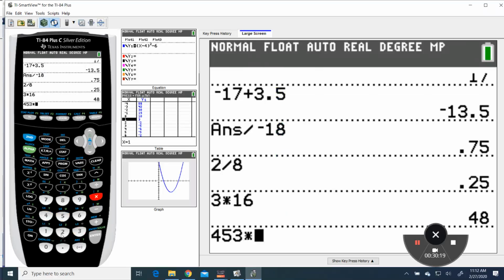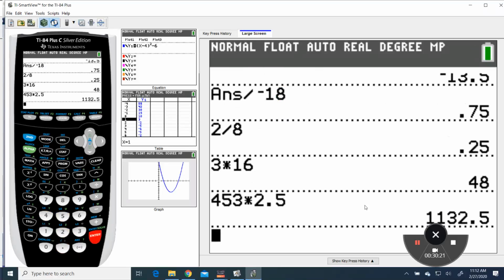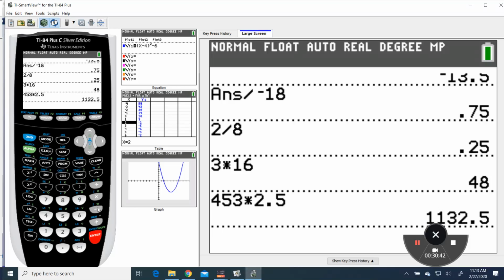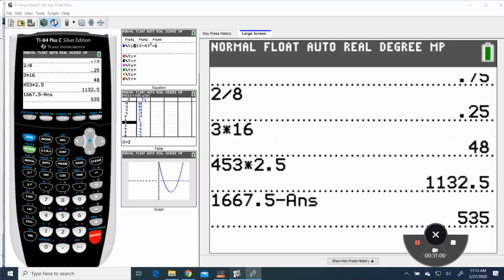453 times 2.5 is 1,132.50. So now I can use my elimination process. Those go away. 6.5 minus 2.5 is 4. The 50s go away. So 4a equals, so that number minus, oh, I better do it the right way. 1667.5 minus my answer from above is 535.